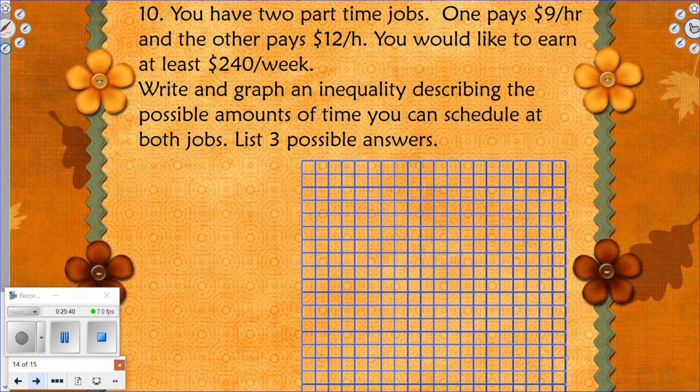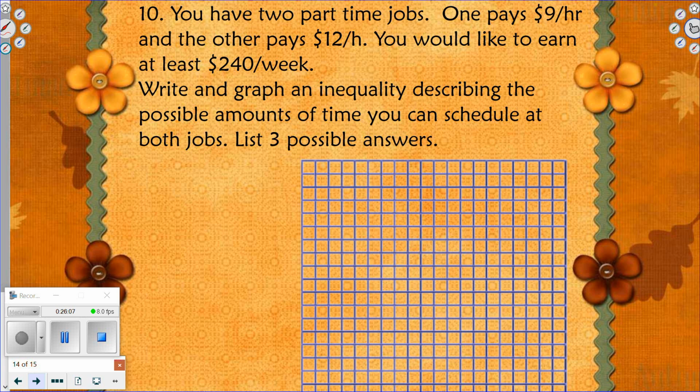So you have 2 part-time jobs. One pays $9 an hour, and the other pays $12 per hour. You would like to earn at least $240 per week. So just for a minute, forget x, forget y, forget all of that stuff. How would you figure out how much money you would make if you're working at a job? You would take how much you make per hour and do what with it? You'd multiply it by how many hours you worked, right?